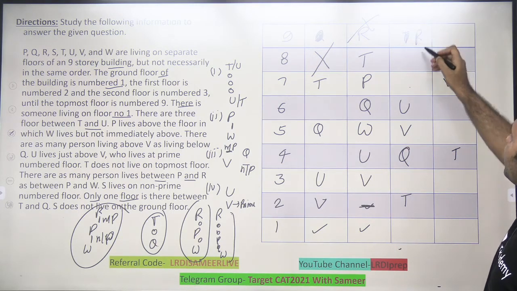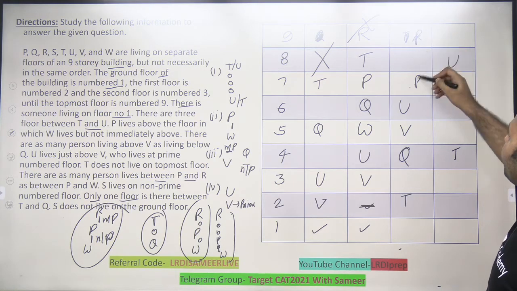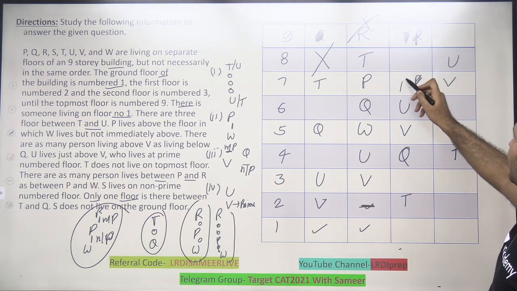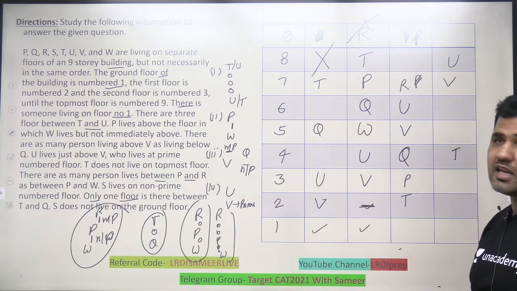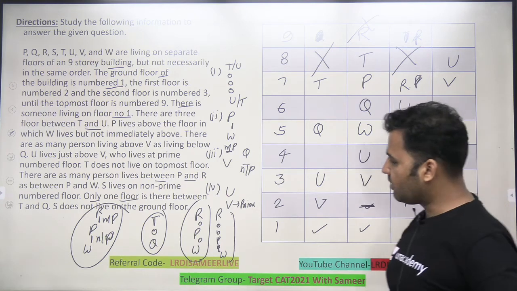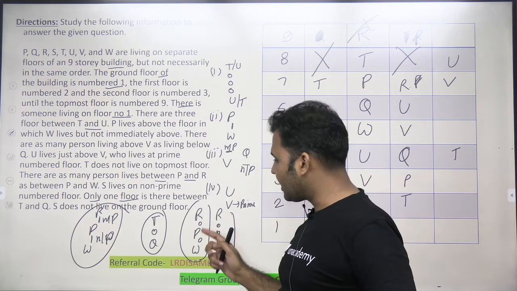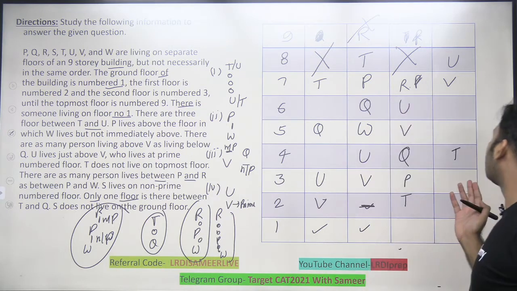If I place R here, I can place P here, but then I don't have a place for W, okay? Then if I place R here and P here, then a gap of these three floors cannot be maintained between R, P, and W. So no way that you can arrange R, P, and W in this way, where the number of floors between R and P and W is exactly same. Now let's look at this case.